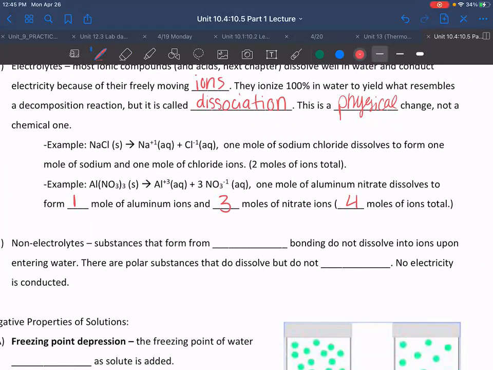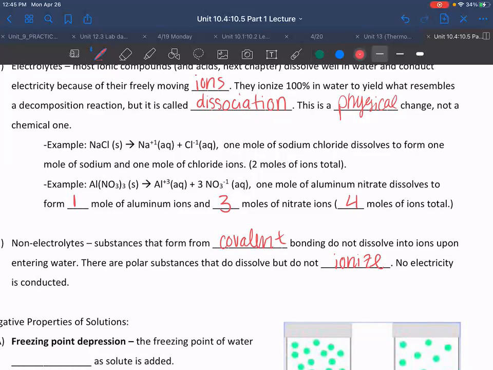Well, we know they form what type of bonds? Covalent. So our non-electrolytes have covalent bonding. They don't dissolve into ions. They don't form their charges. They do happen to dissolve pretty well, but they're not going to ionize. If we don't have ions, we can't conduct electricity.